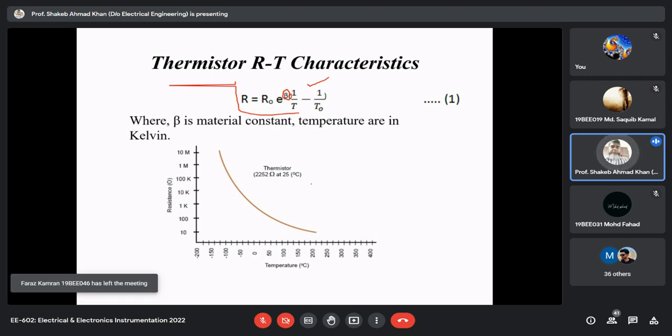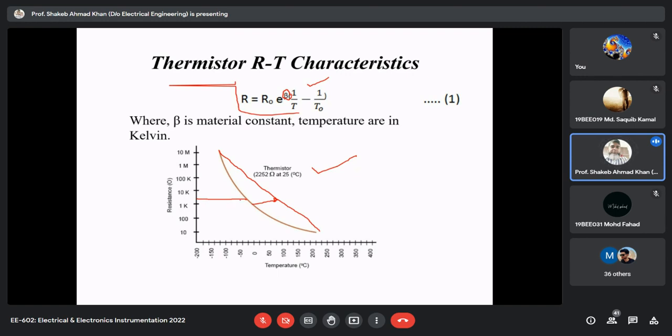A typical thermistor characteristic is shown here. You can see that it is an inverse relation as well as highly nonlinear. If we approximate it by a straight line like this, obviously the error will be very high. But if we use a small span to detect a small temperature change, the nonlinearity will be comparatively small, and when we approximate it by a straight line, the deviation will be less. So this is how nonlinearity of the thermistor is tackled.